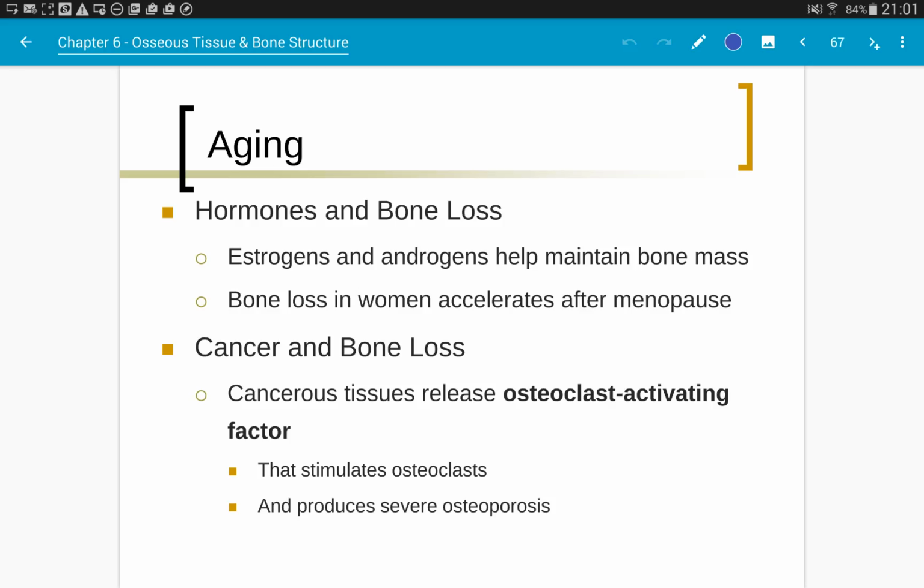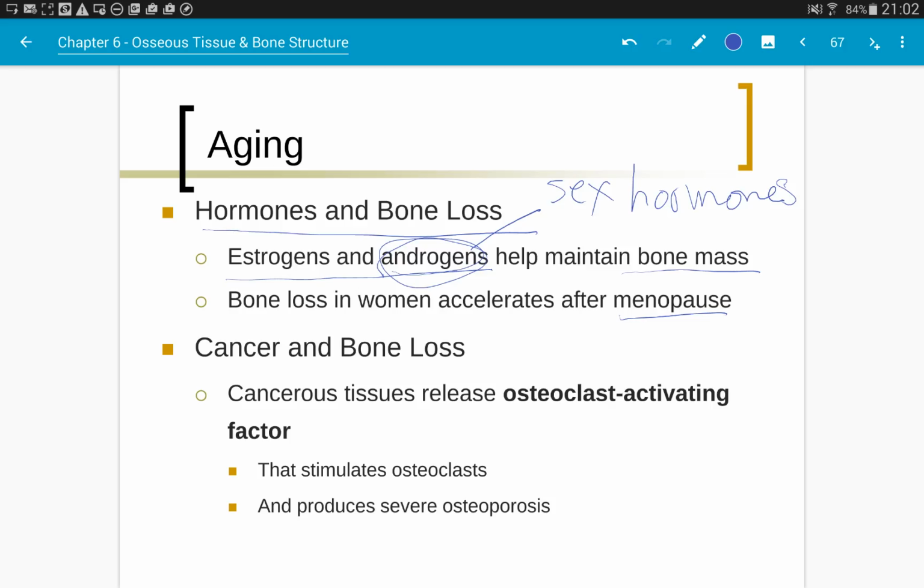Okay, well, we have talked about estrogen, so hormones and bone loss, estrogen and androgens. So remember, androgens is a general term for sex hormones. Specifically, the big two, in addition to estrogen, you have progesterone and testosterone. So all three of those help maintain bone mass. And as we talked about before, at menopause, our main sex hormones are no longer being produced, and so that no longer helps maintain bone or prevent bone loss. And so women's bone loss is accelerated because of that.